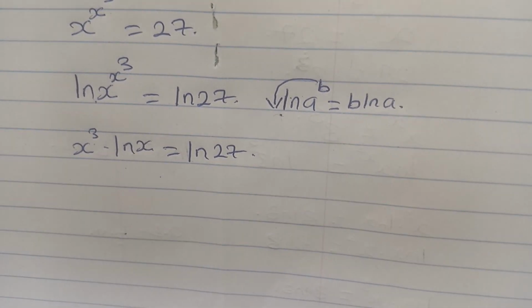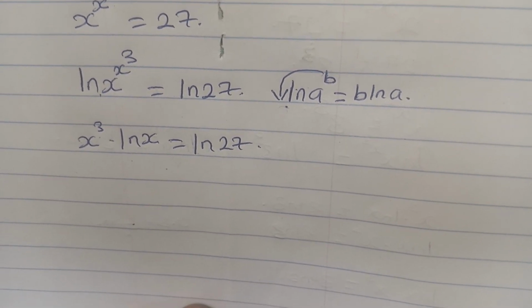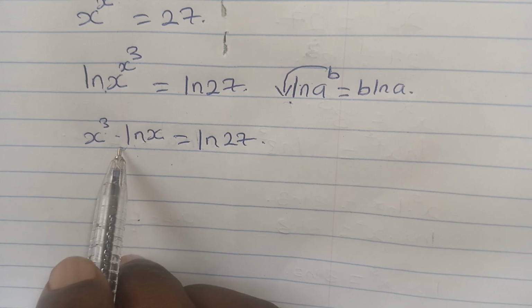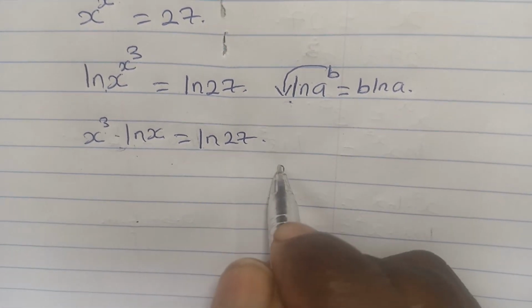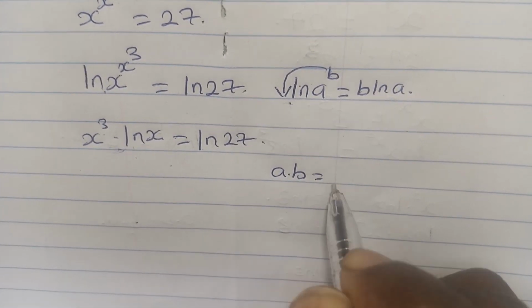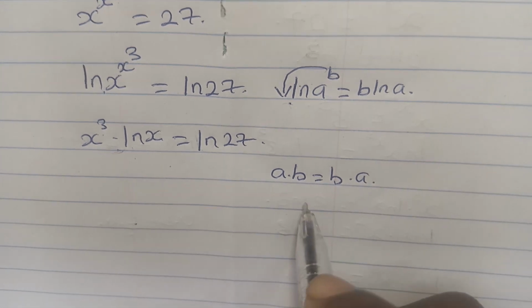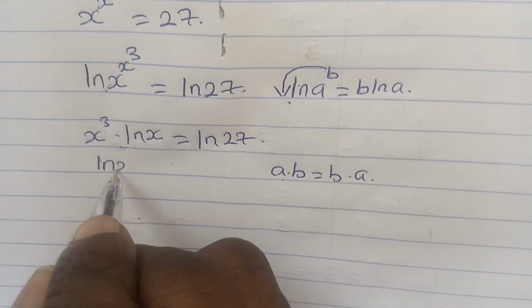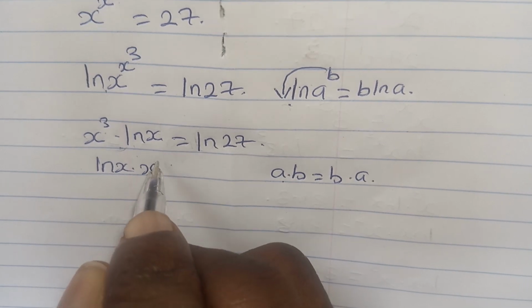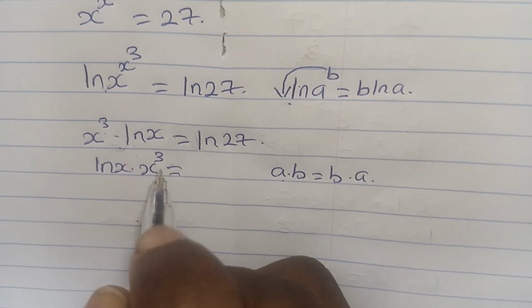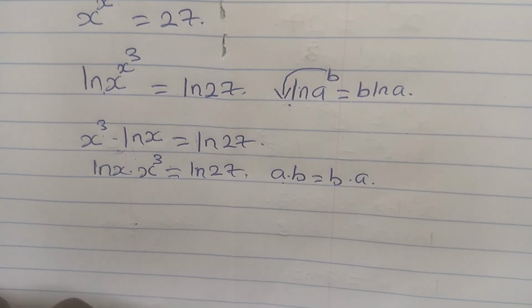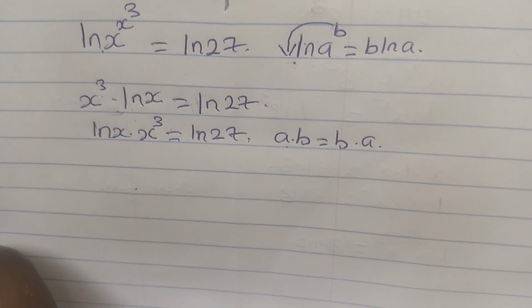So since we have this, what are we simply going to do? We can rewrite this side of the equation. Note, if you're having a times b, it is also equal to b times a. So if we put this principle here, we have ln x times x to the power of 3, which is equal to ln 27. Okay, so this is what we are now having.